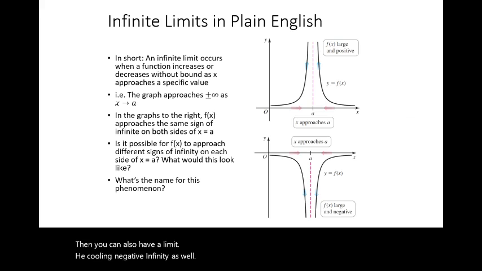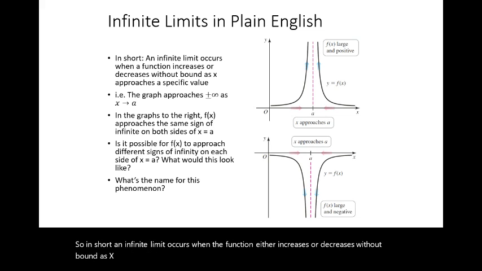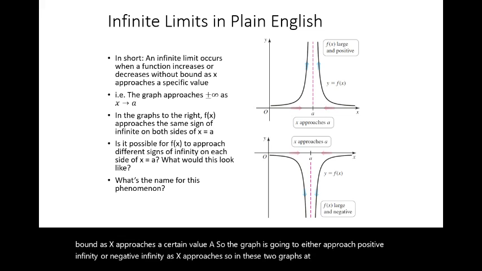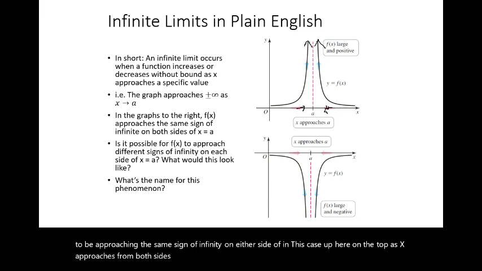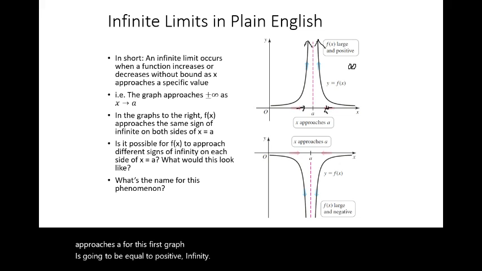So in short, an infinite limit occurs when the function either increases or decreases without bound as x approaches a certain value a. So the graph is going to either approach positive infinity or negative infinity as x approaches a. In these two graphs at the right, they both happen to be approaching the same sign of infinity on either side of a. In this case up here on the top, as x approaches a from both sides, the graph is growing arbitrarily large, so the limit as x approaches a for this first graph is going to be equal to positive infinity.